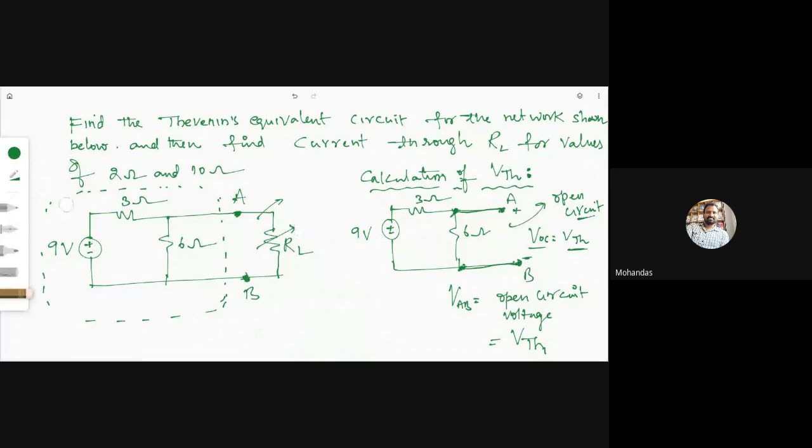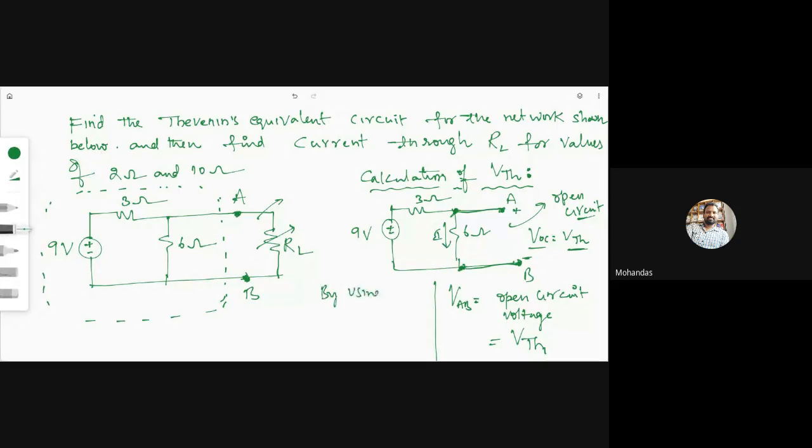Can anybody tell me how to calculate the voltage across the 6 ohm resistor? By using simply a KVL. It is a very simple equation. If you are able to find the current I flowing through the 6 ohm resistor, then 6 into I, according to V equal to R into I, is the voltage across the 6 ohm resistor. And our aim is to calculate the voltage across the 6 ohm resistor by using KVL in this loop.